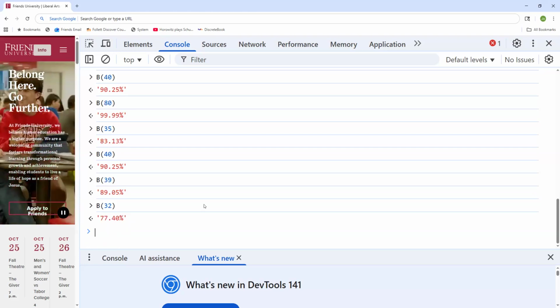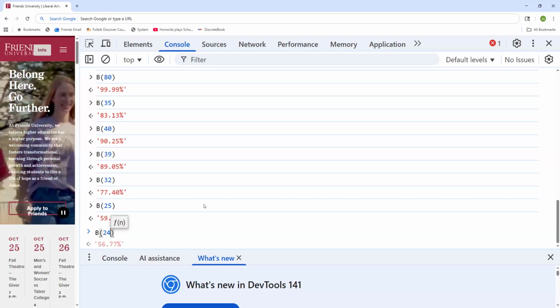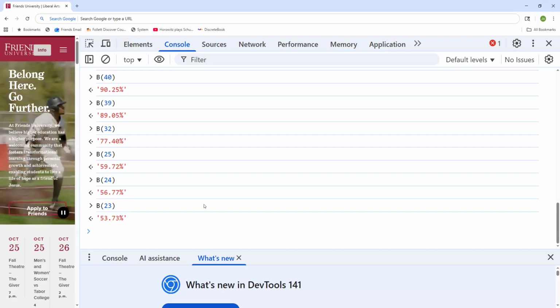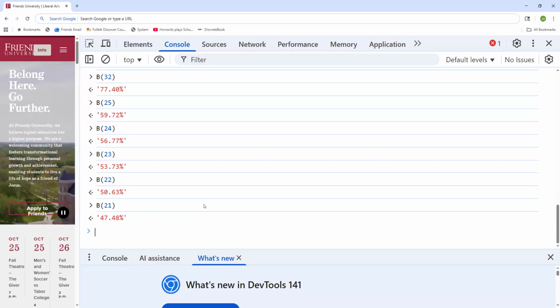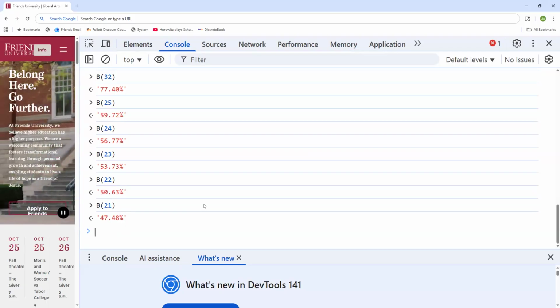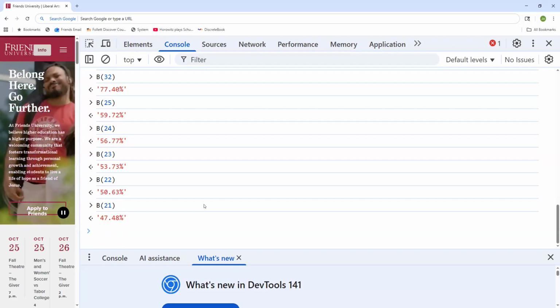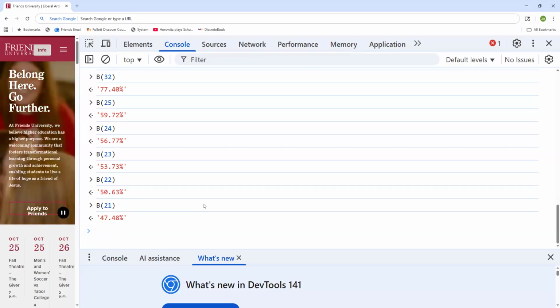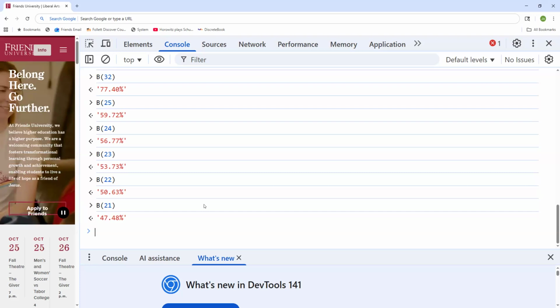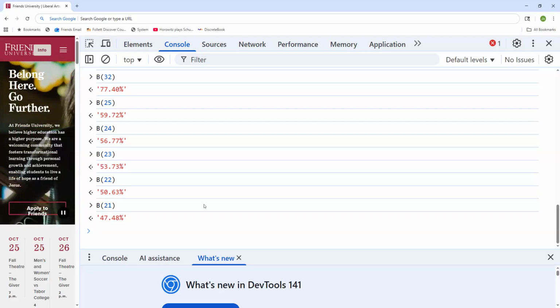Let's try 32. 77%. Try 25, 59%. Let's try 24, 56%. 23, 53%. 22, 50.63%. 21, 47%. So 22 is the magic number, just like Taylor Swift. So 22 is the number of people that need to be in a room. At that moment, that's when the probability first jumps from 47% to over 50% that at least two people will have the same birthday. So remember, if you're ever in a room of 22 random people, including you, there's actually a higher chance than not that at least two of you have the same birthday.